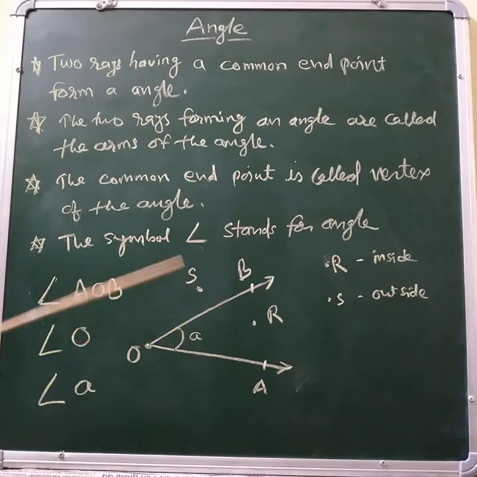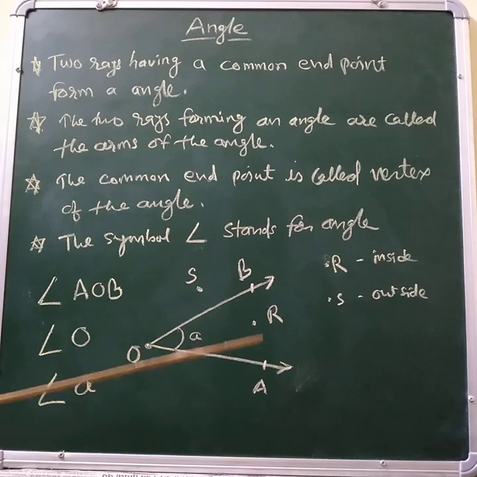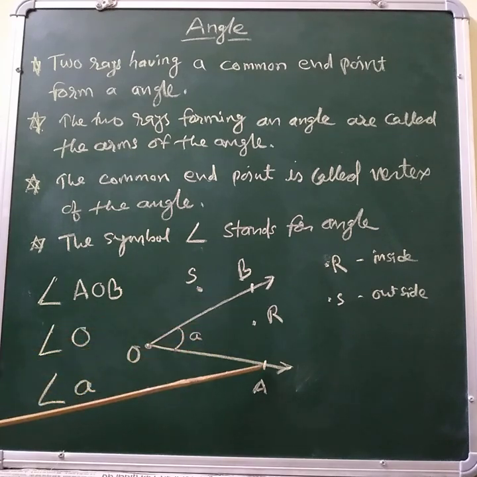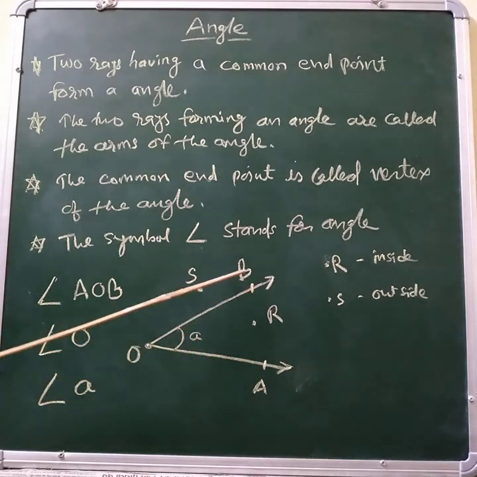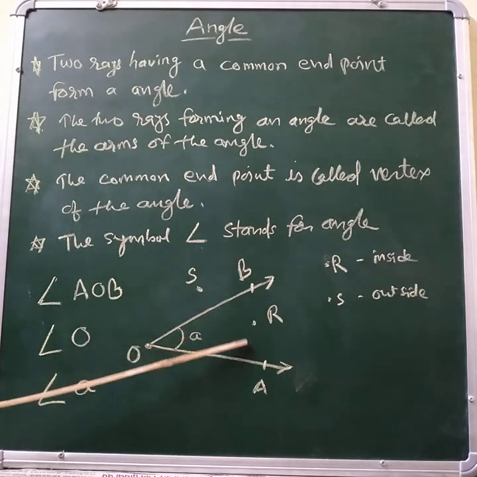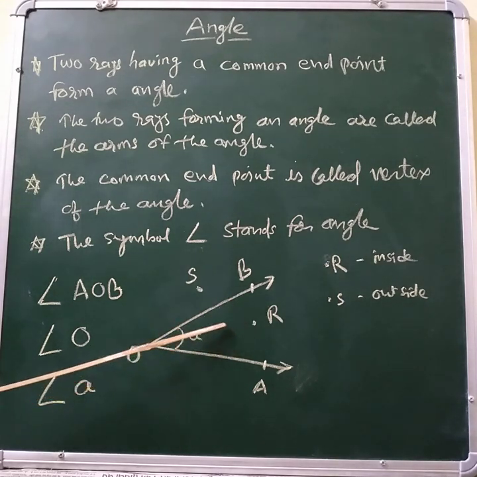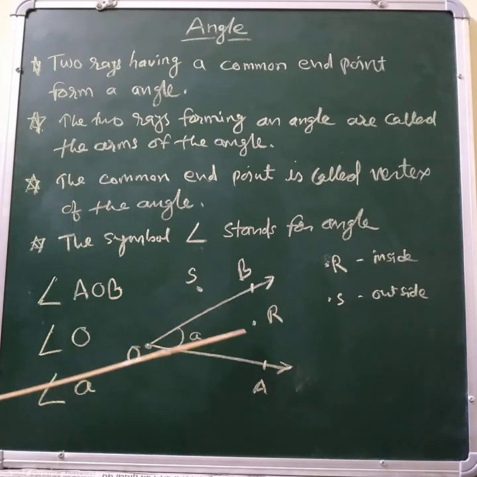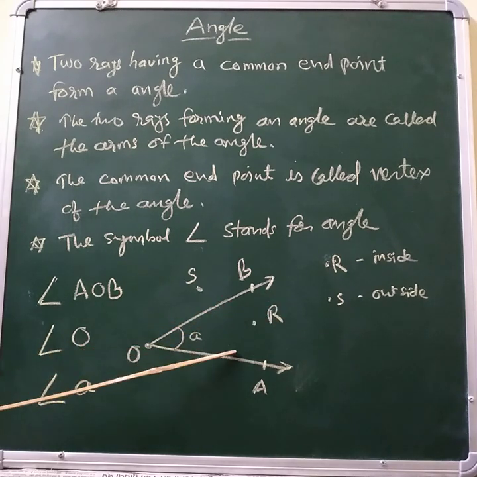Clear? Now what is the interior of the angle? The interior of the angle AOB, the area covered in between the two arms of the angle, is called the interior of the angle. So anything that lies in the interior of the angle is called the inside of the angle.